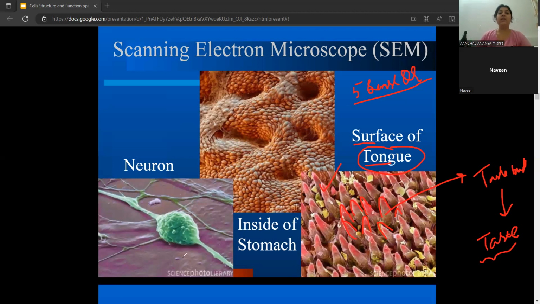Okay. See, this is how our stomach looks from inside under the microscope.